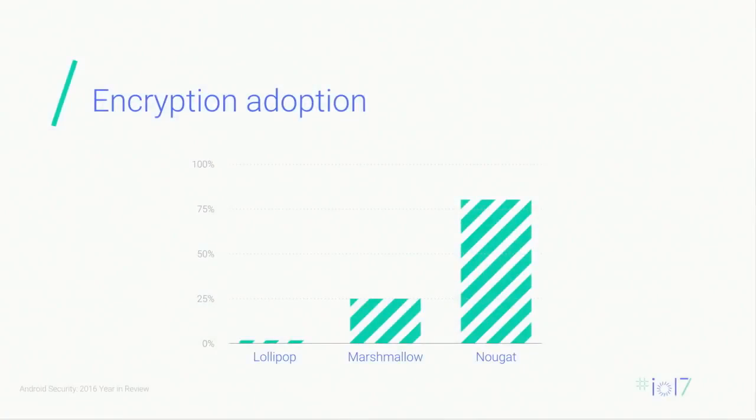So how are we doing with encryption? We looked into the data and see that over the last few years, we've seen significant adoption of encryption on Android. While on Android Lollipop devices, encryption was very, very low, on Marshmallow that jumped to about 25%. And now in Android Nougat, we're seeing encryption support at around 80%. As a matter of fact, we started requiring encryption on compatible devices as of Android Marshmallow.